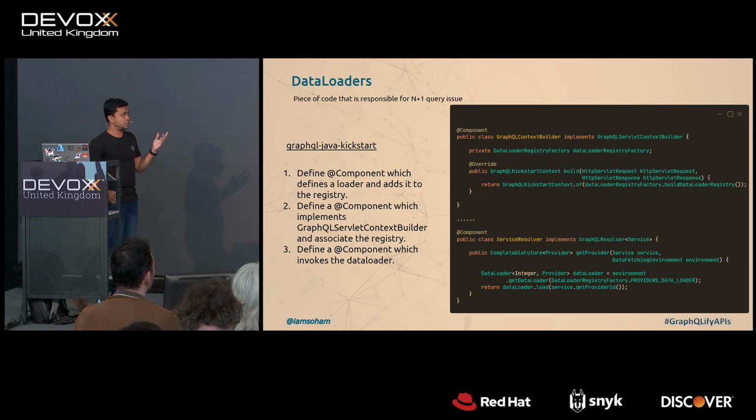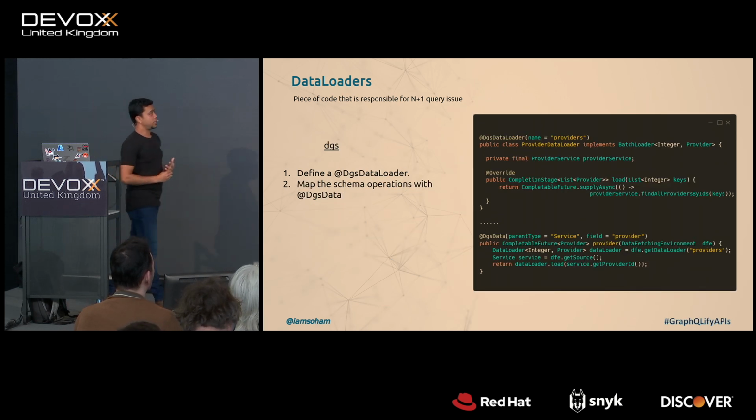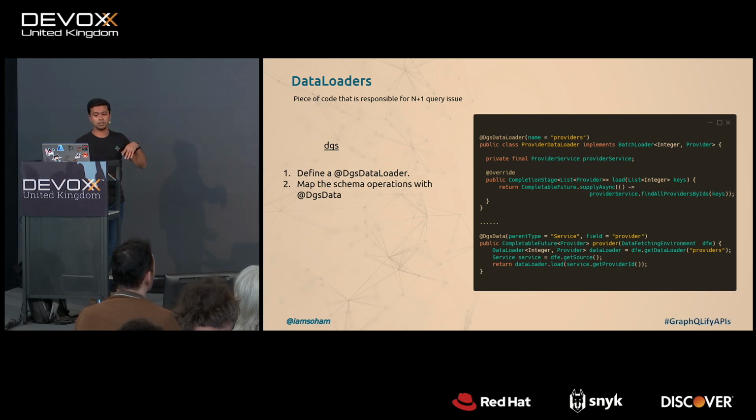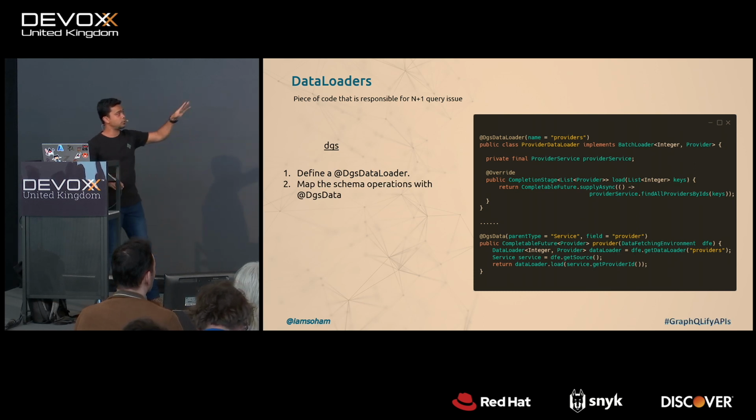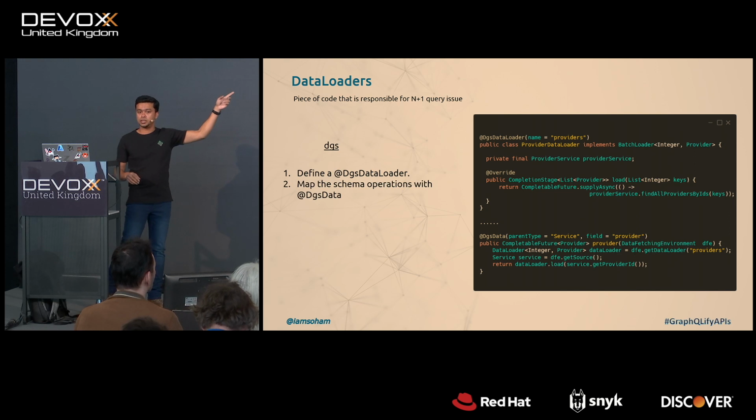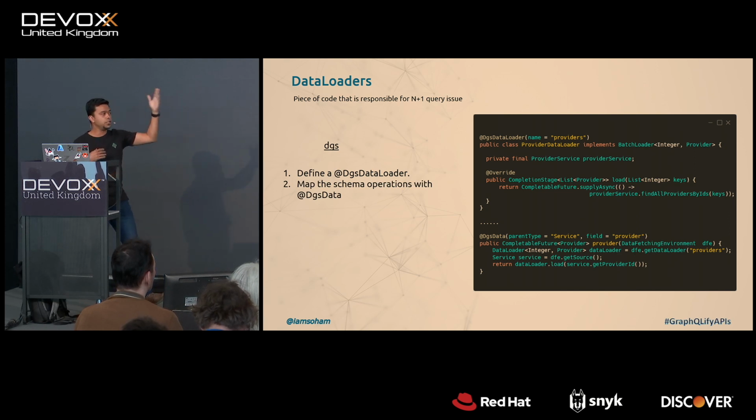And as I said, it has a bigger implementation than the previous one. The DGS is quite straightforward. So still you define a completable future, and then you map that completable future to the property of the entity. So in this case, I am saying if my entity is service and the field is provider, you need to use the data loader that I've defined there. It's quite intuitive, so the readability is much higher in this.